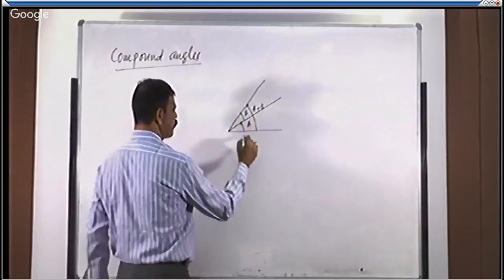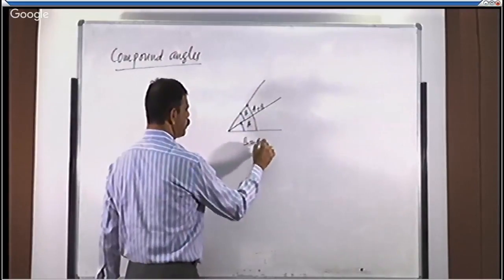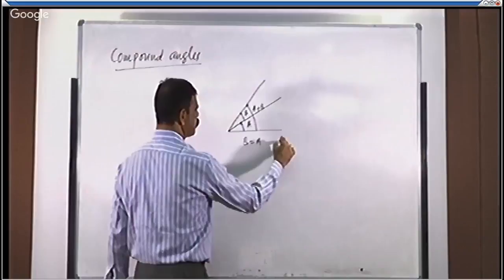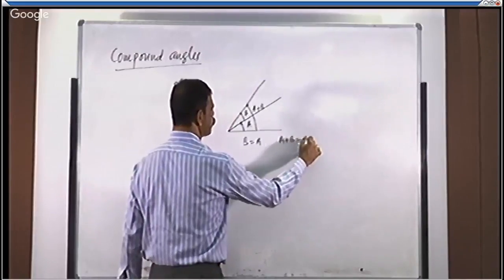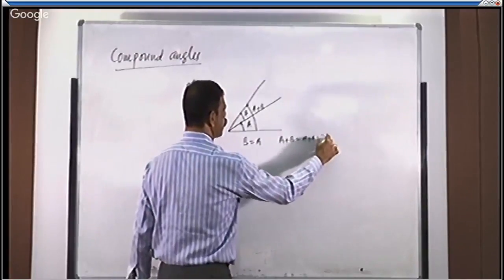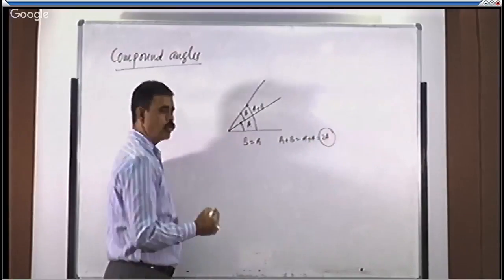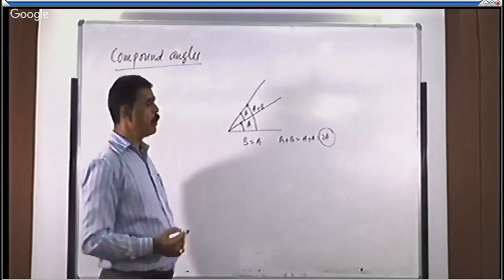Suppose B is equal to A, then what will the total angle be? The total angle is A plus A, that is 2A. This 2A is A plus A.